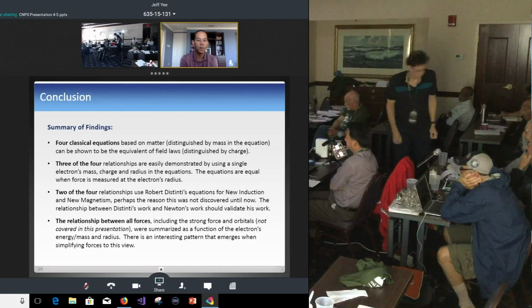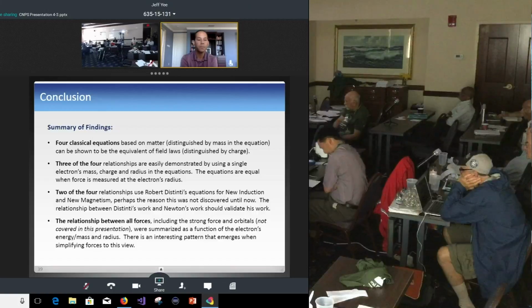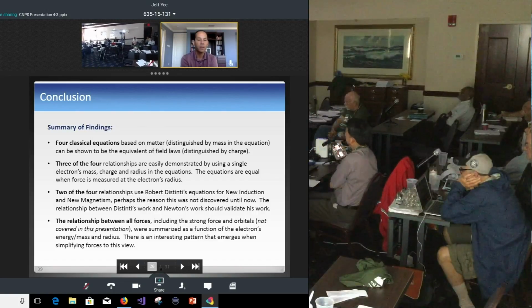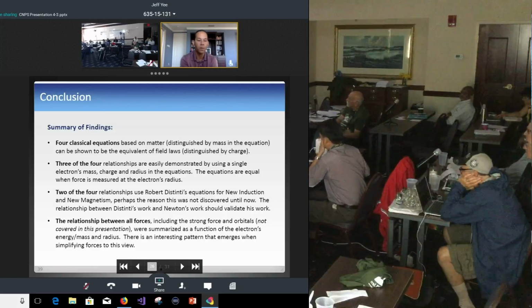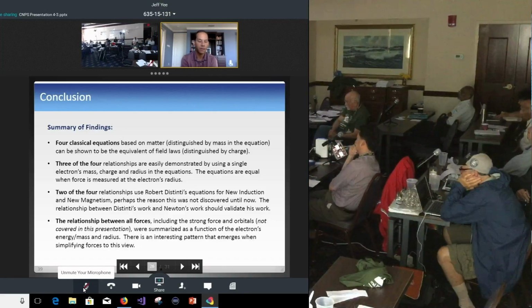Now, two of the four relationships use Robert Distinct's equations for new induction and new magnetism. And I think maybe that's the reason why this hasn't been discovered until now. The relationship between Distinct's work and Newton's work actually should hopefully help to validate Robert's work. But lastly, there's a relationship between all the forces. There's actually two that I summarized at the end that were not covered here, but I do have papers for the strong force and also for orbitals. And the pattern that emerges is, again, just related to a single electron's mass, charge, and radius.